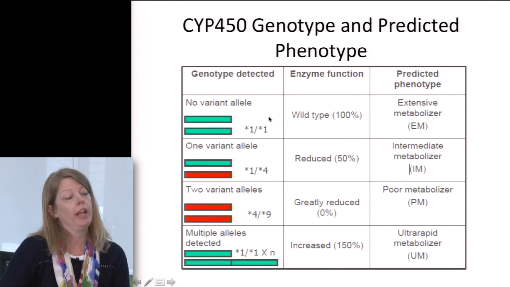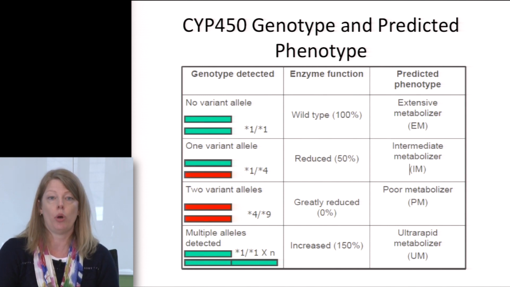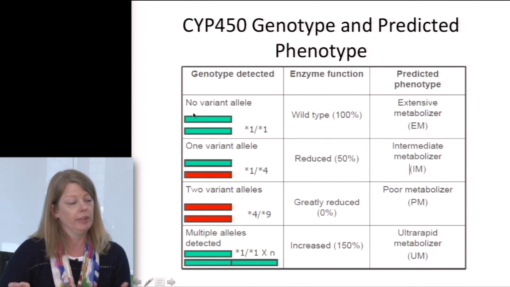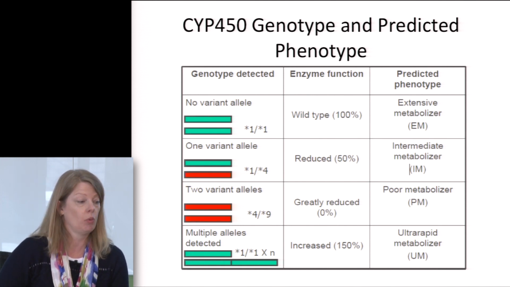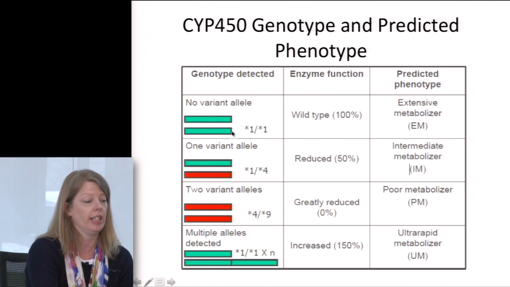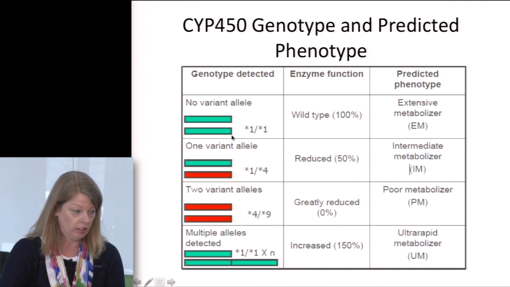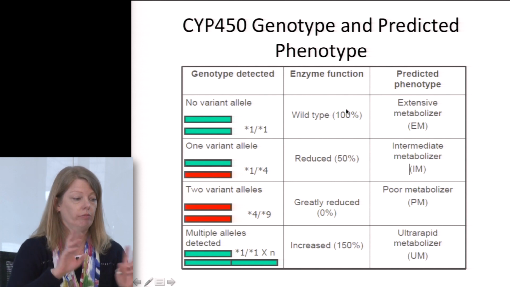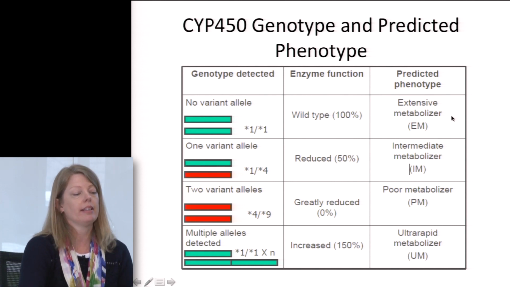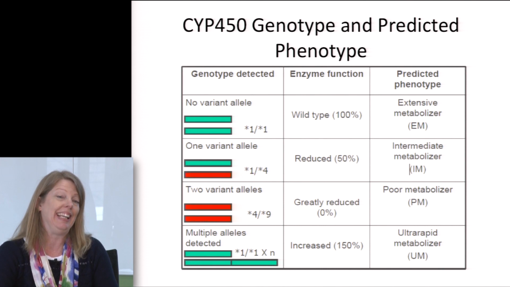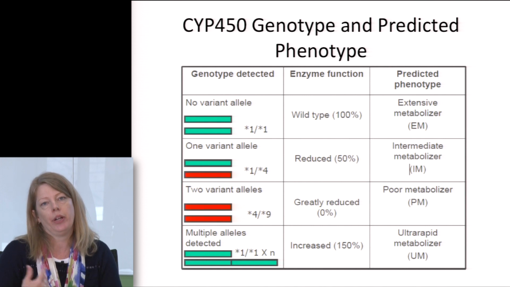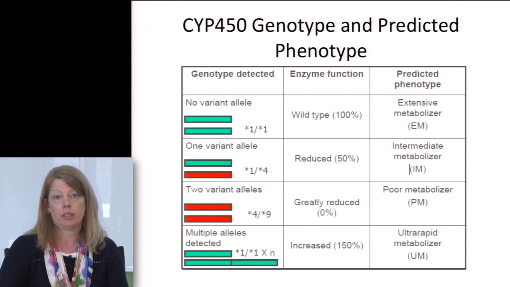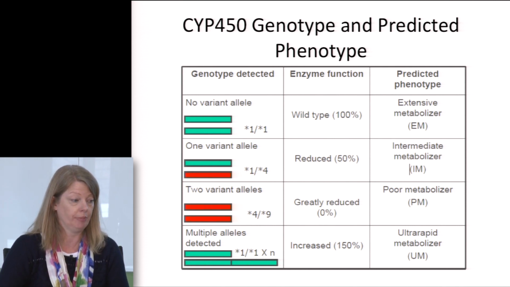So in the first row, we have a person with no variant alleles. They have two green copies of the gene. Here those mean wild type, or typically with cytochrome P450s, you're talking about star 1, star 1. Those are the wild type form of the gene. So two copies of the star 1 allele. That means they have 100% wild type. And their predicted phenotype is called an EM, or extensive metabolizer. Extensive metabolizer is a term that when you hear it, you can think of normal metabolizer. It means the majority of the population is able to metabolize drugs at this particular rate.